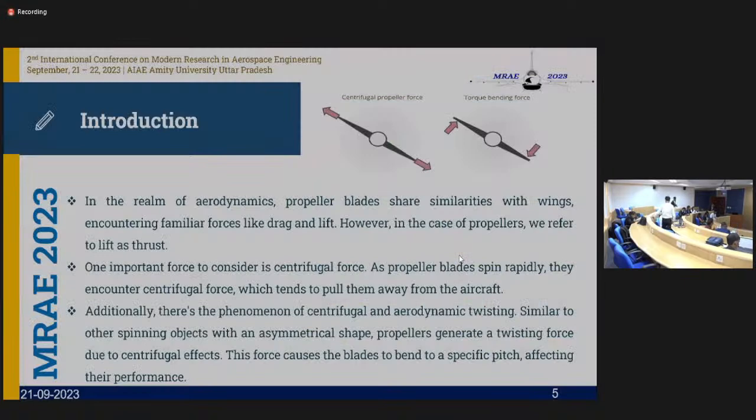Now moving on to the introduction part. In the realm of aerodynamics, propeller blades share similarities with wings, encountering the familiar forces like drag and lift. However, in the case of propellers, we prefer lift as thrust. One important force to consider is centrifugal force. As the propeller blade spins rapidly, it encounters centrifugal force, which tends to pull it away from the aircraft. Additionally, there is the phenomenon of centrifugal and aerodynamic twisting, which is similar to other spinning objects with an asymmetrical shape. Propellers generate a twisting force due to the centrifugal effects, and this force can cause the blade to bend to a specific pitch, affecting the performance.